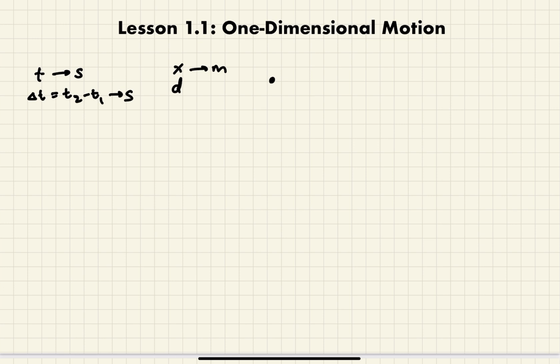I'm going to write d for simplicity's sake because distance starts with d. It's not that important in physics. What it is, the length of a path covered by an object. If this is the path covered by an object, it starts here and then goes all the way out here. The distance would just be the sum of all the length covered.